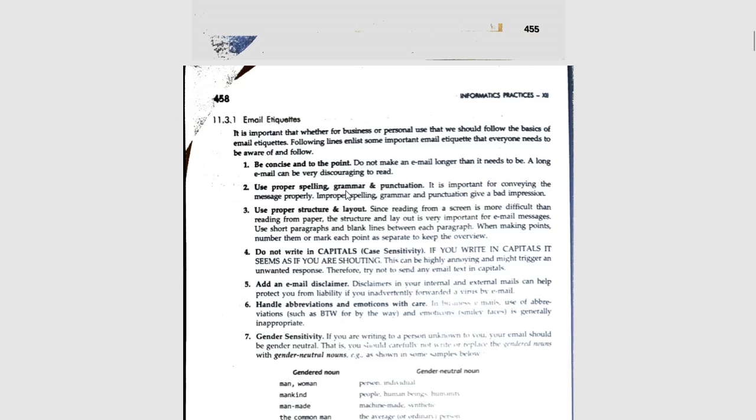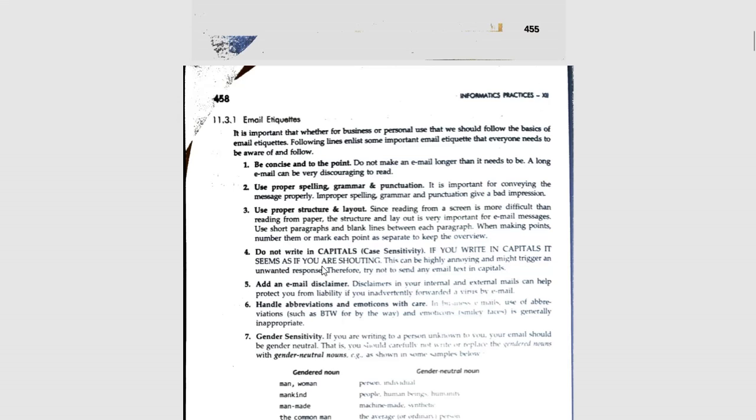You should use proper spelling, grammar and punctuation, so that it has a positive impact on the reader. Otherwise, if you use wrong spellings and commit grammatical mistakes, it is going to leave a bad impression on the reader of your email. Next thing is use a proper structure and layout. When you send an email to someone, it should be properly aligned, and the layout should be clear so that it does not cause problems in reading. Since reading from a screen is more difficult than reading from paper, the structure and layout is very important.